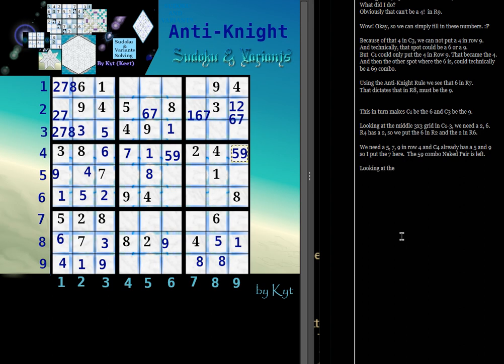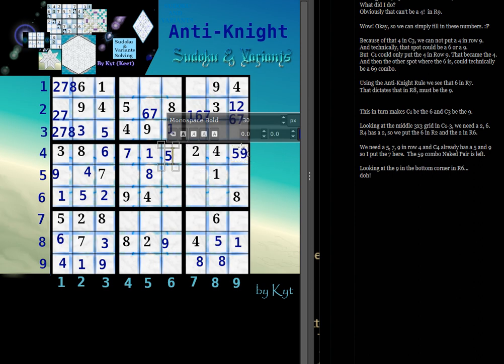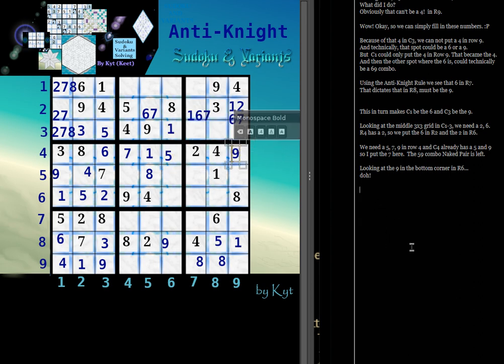Looking at the 9 in the bottom corner, in row 6, like that. So we can only put the 5 in column 6 and the 9 in column 9.